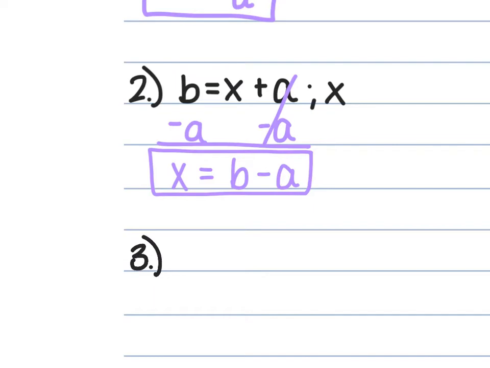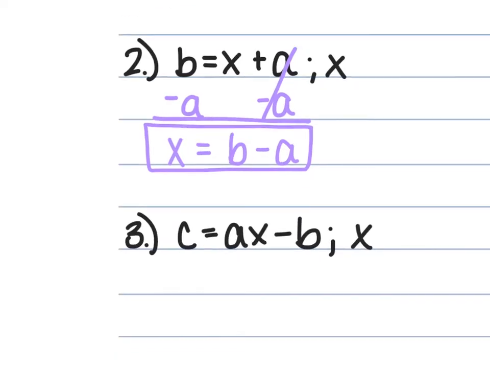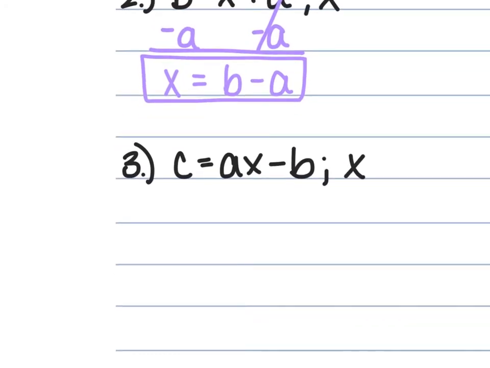For 3, they give us c is equal to a times x minus b, and we're getting x by itself. So first we want to move that b over. The whole idea is to get the term or terms that are attached to x by itself first, and then undo any division or multiplication that's happening. So that b we're moving over first, the sign in front of it is subtraction.